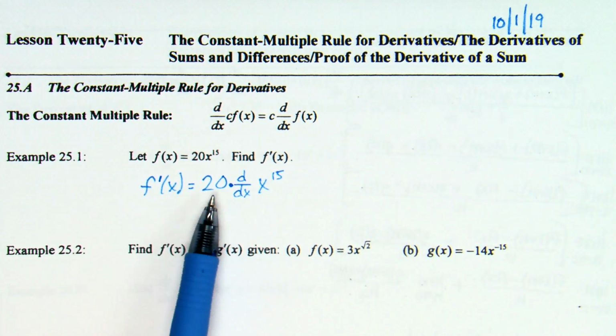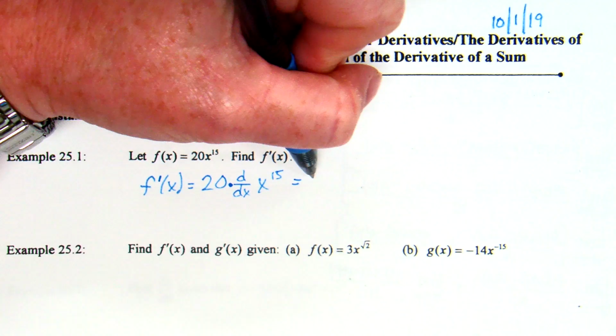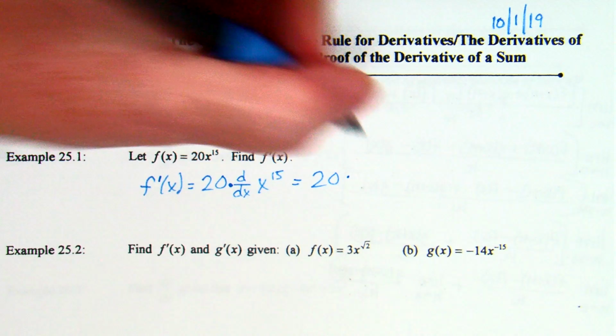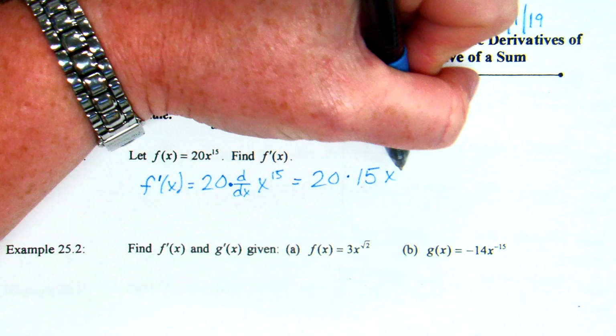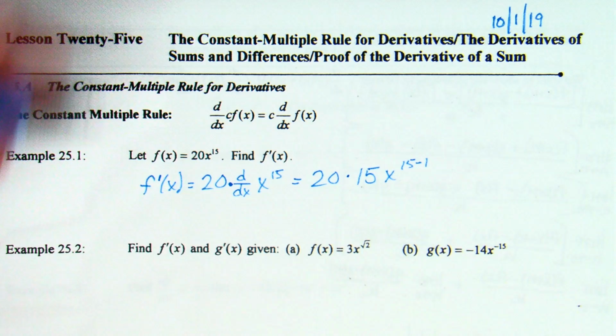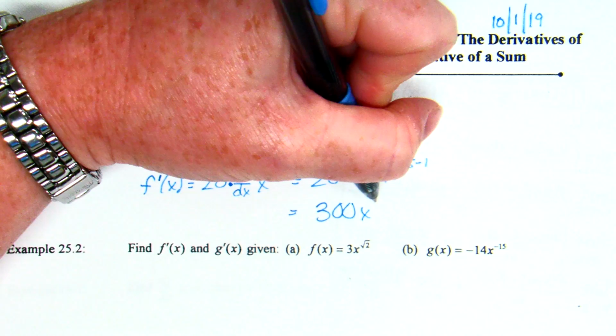What this rule says is that we hold the constant, so we're holding on to the 20, and then we take the derivative of the variable part, the derivative of x to the 15th. If we hold the 20, what is the derivative of x to the 15th? You put the 15 out front, x, and then 15 becomes 15 minus 1, which is 14. Then you just clean it up. What is 20 times 15? So 300x to the 14th.